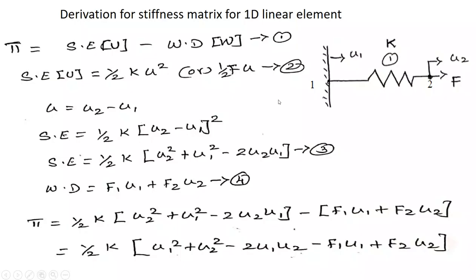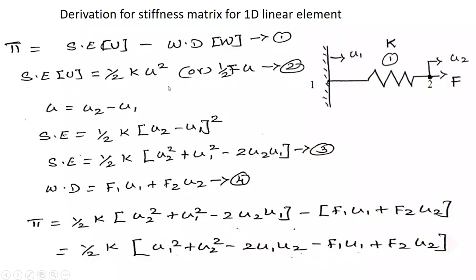We solve the derivation using the potential energy method. We already discussed it in the previous videos. There are a number of principles, and here we are using the potential energy method. So potential energy equals strain energy plus work done. Here the work done will be negative, so that's why we consider minus. So strain energy minus work done. The strain energy formula is half K displacement square, so half into stiffness into displacement square, or we can use half force into displacement.